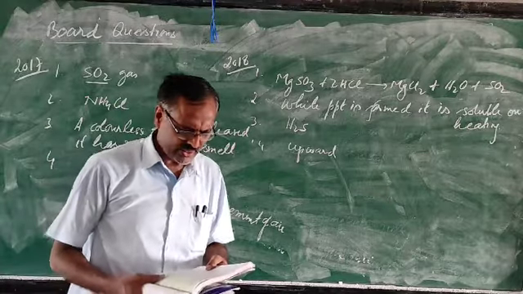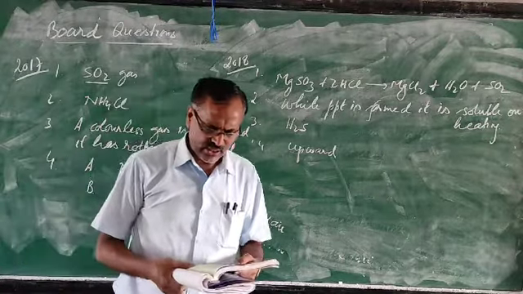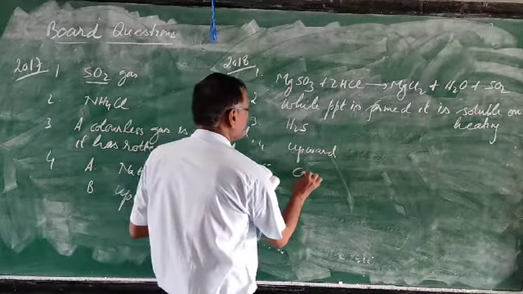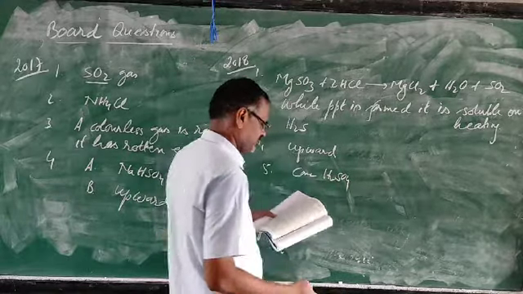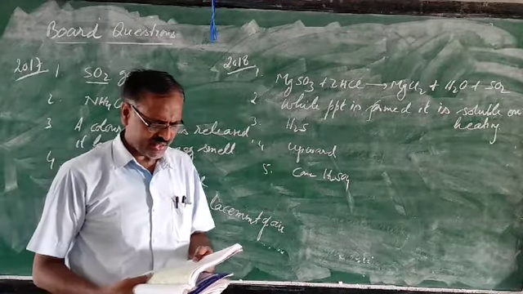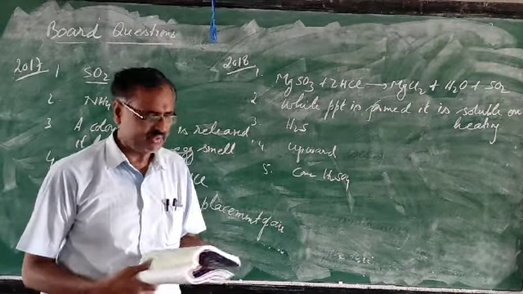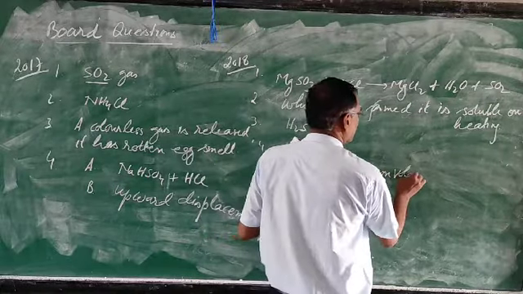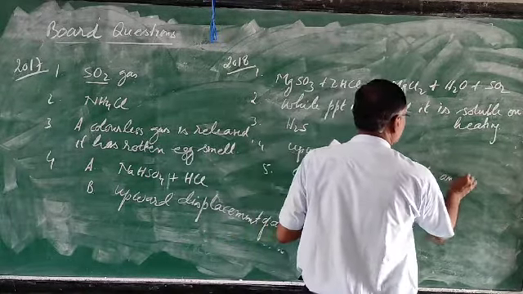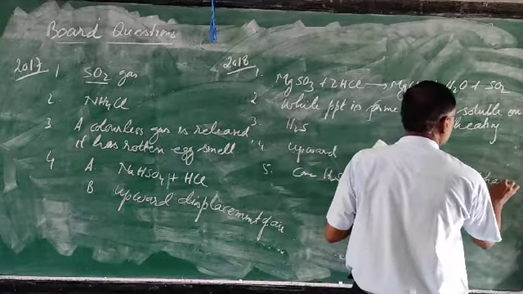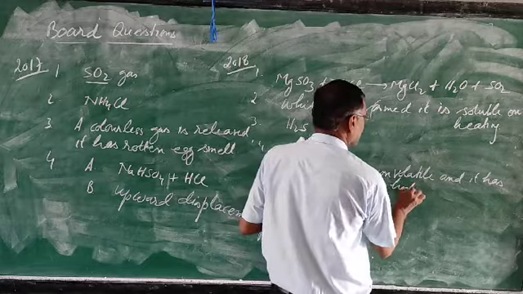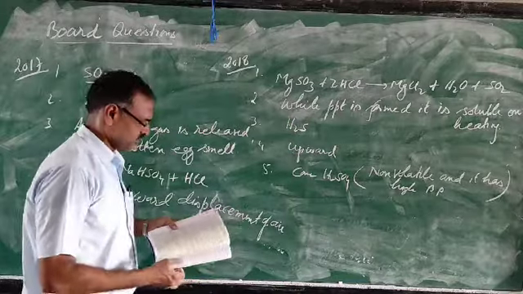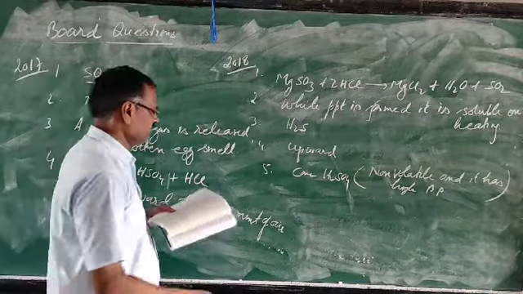Then the fifth one: name the acid used for the preparation of hydrochloric gas in the laboratory. So concentrated H2SO4 is used. Then it is asked, state why this particular acid is preferred to the other acid. It is non-volatile and has a high boiling point. That's why it is preferred. 2018, fifth one done.